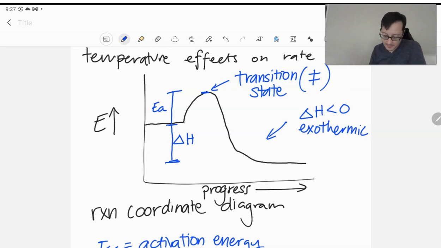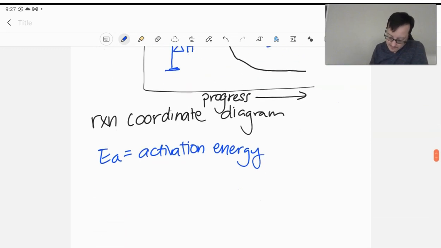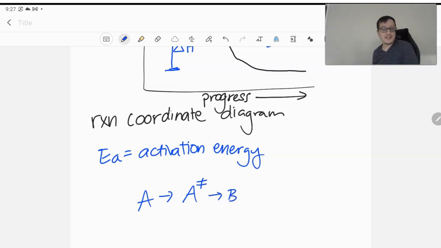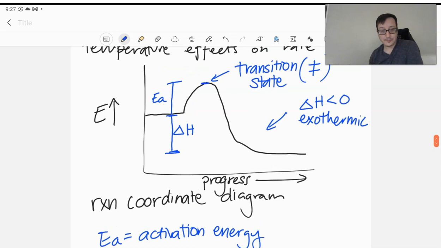So you might see something like, for example, A going to A transition state to B, or something like that. You may see it as A with a star on it. It's really when you're looking at reaction mechanisms that you focus on the transition state. So that's what we're looking at here.